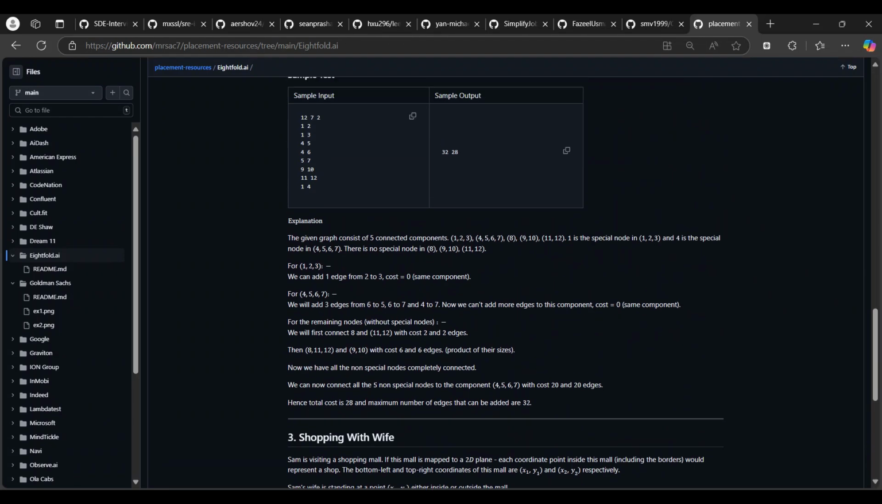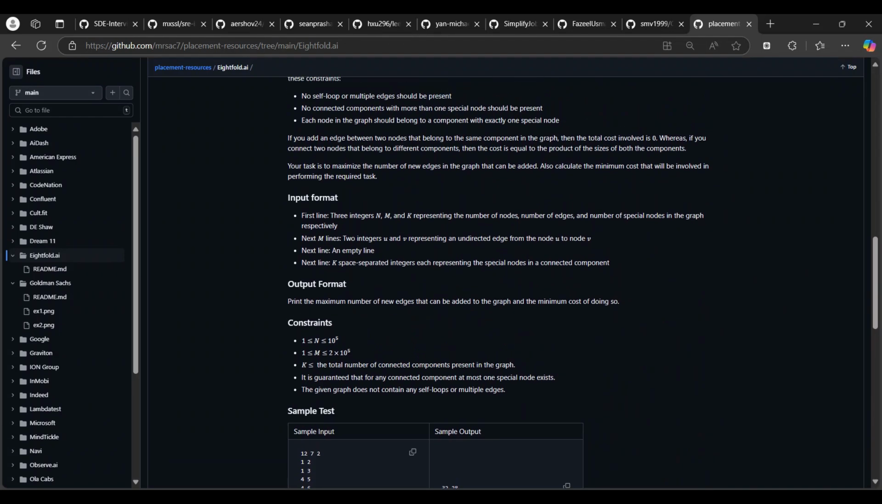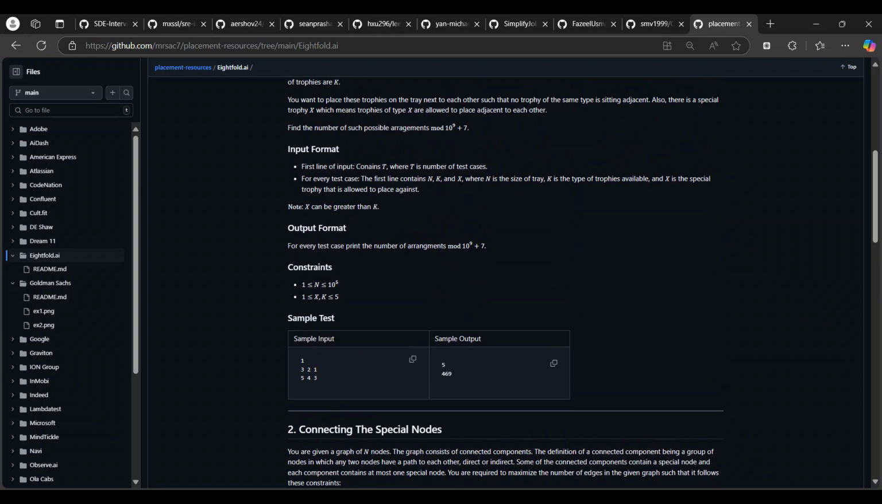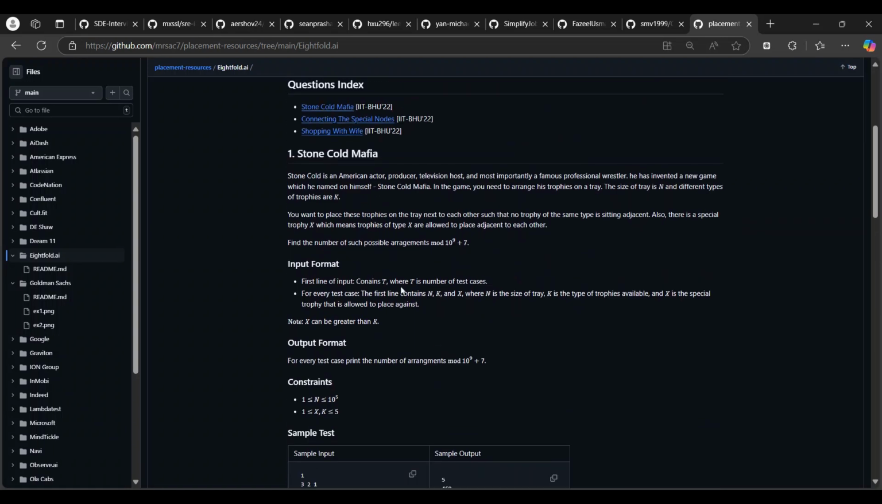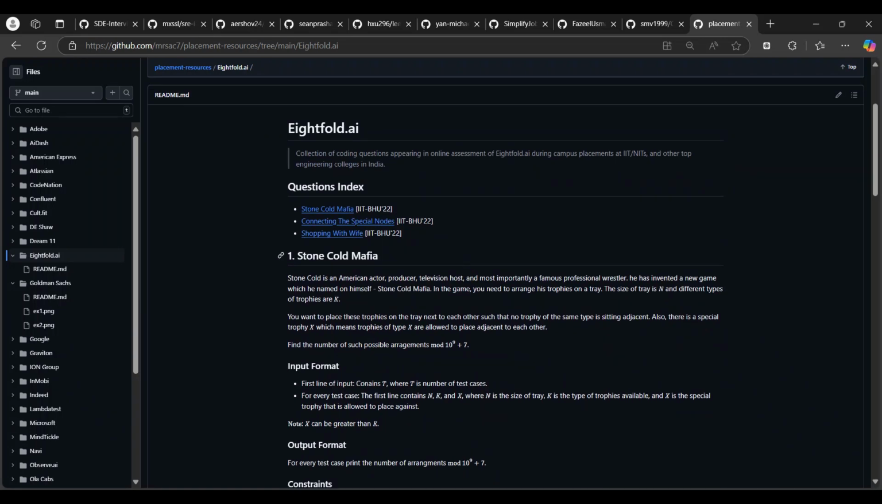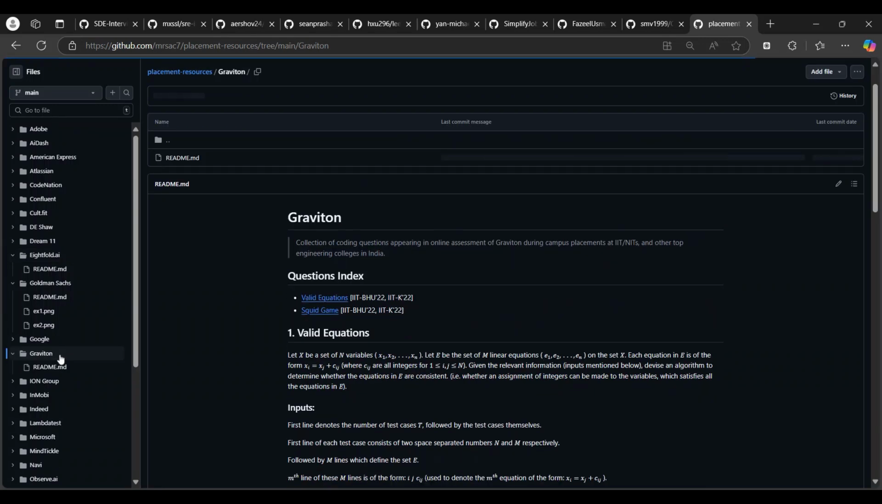If you are into DSA, of course you will get the idea of how to solve these questions, or you can search other resources on the internet. Or you can solve them yourself, of course. It will be really better for you to solve these questions so that you develop your own coding habit, right? Similarly for Graviton, there are other questions.